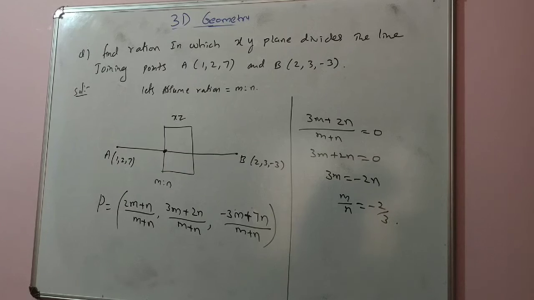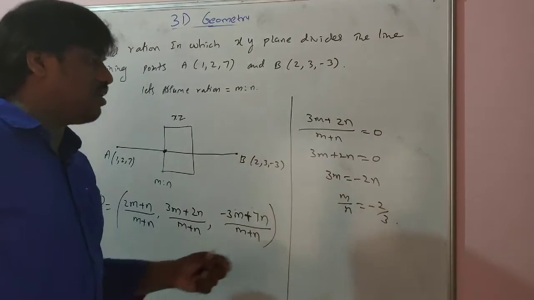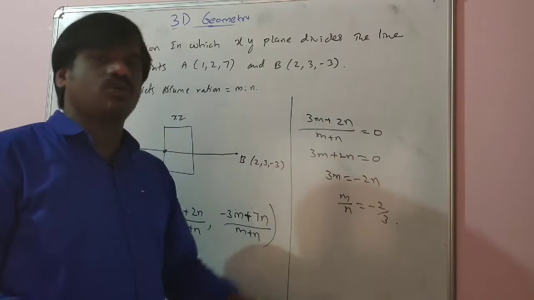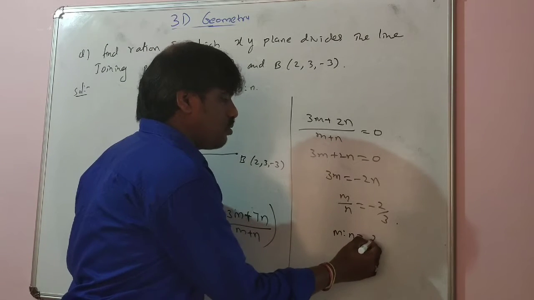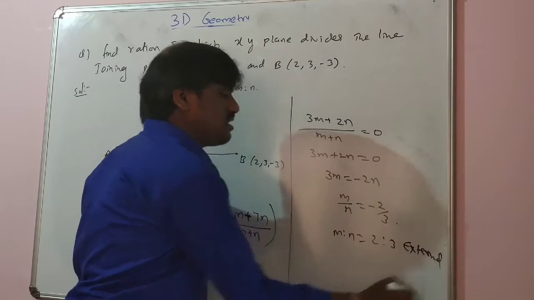Let me check the question once. Yeah, the question was the xy plane. Okay, for the xz plane I took y equal to 0, and in that case the plane is dividing externally, 2:3 externally. So I can write m:n is equal to 2:3, externally it is dividing.